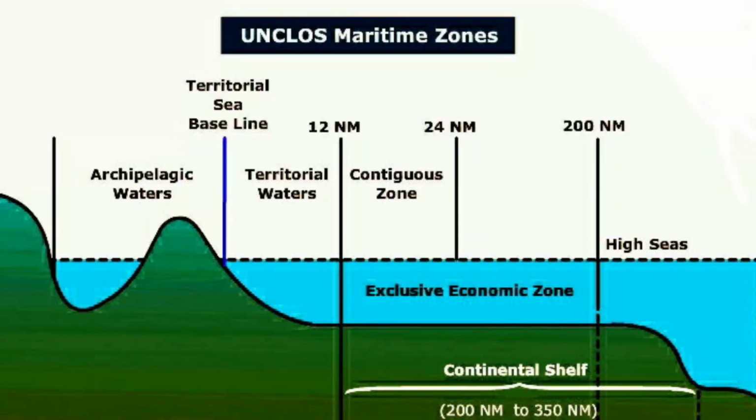UNCLOS gives rights and responsibilities to the nations over the oceans. Under UNCLOS, the oceans are divided into various territories starting from the baseline of the nation. So let us discuss in detail how the ocean is divided from the baseline of the country into various territories. These territories are namely internal waters, territorial waters, contiguous zone, and exclusive economic zone. After that comes the high seas.